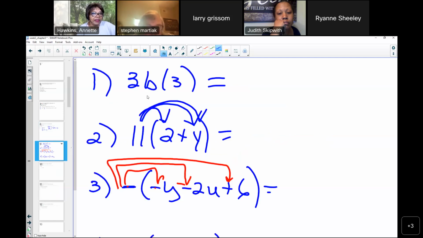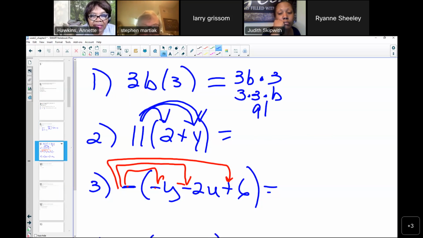All right, let's take a look at this problem. This says 3b times 3. So let's talk about how you do this. 3b times 3. When we're working with numbers and variables, the numbers go in front. So I'm going to rearrange this like this. I can do this with multiplication. I cannot do this with subtraction. So 3 times 3 gives me 9. This gives me 9b. All right. Now, I have these errors here because I need to use my distributive property.